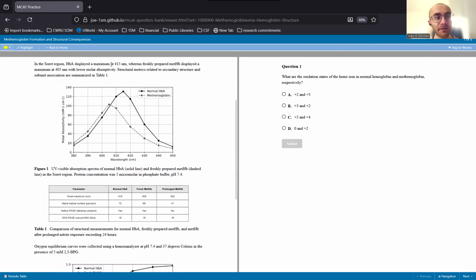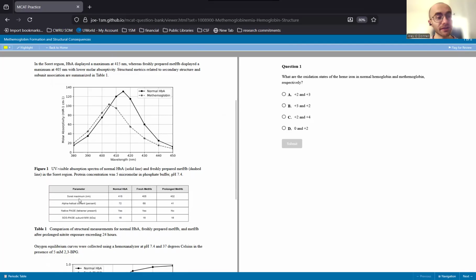A maximum absorptivity, right? There should be absorptivity here. Maximum absorptivity at 415 nanometers. And we see that the methemoglobin, right after being prepared, had a maximum that's a little different. I don't really know what this means. I know that this is related to the energy difference between molecular orbitals, but that doesn't really mean anything to me. That's just how UV-vis spectroscopy works.